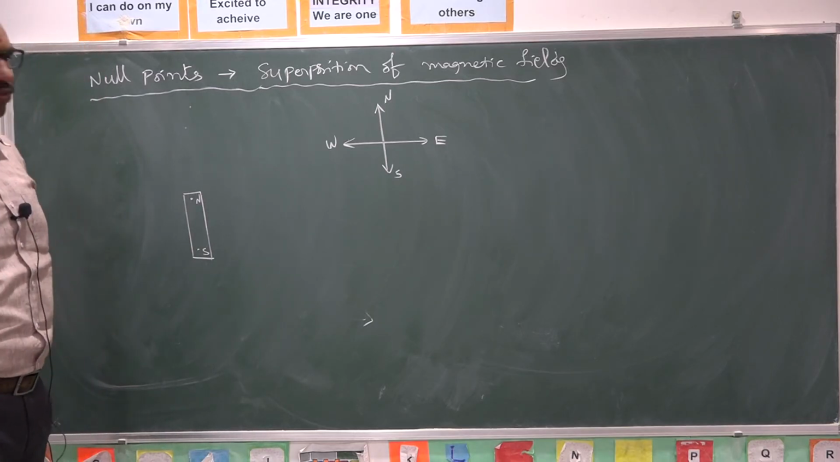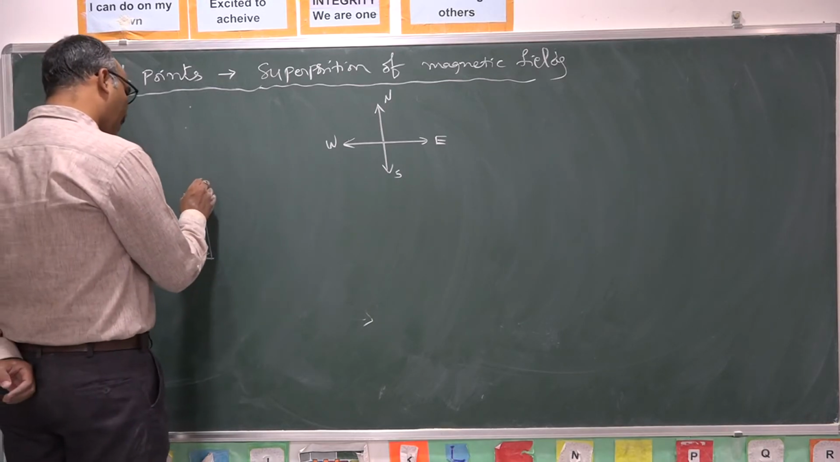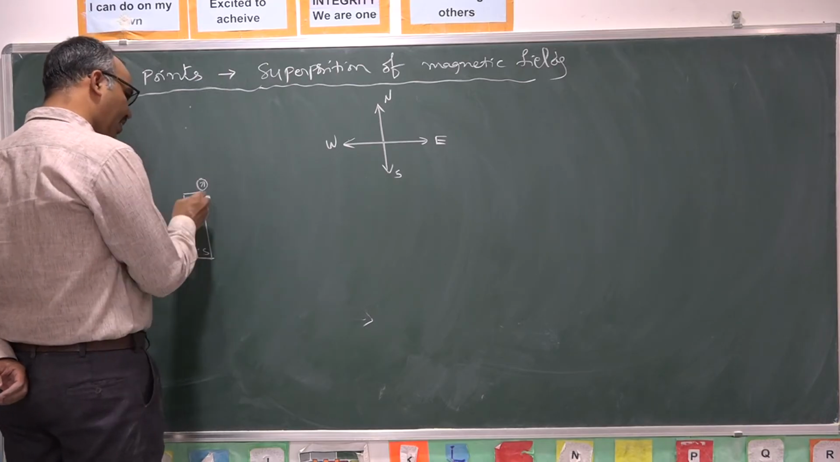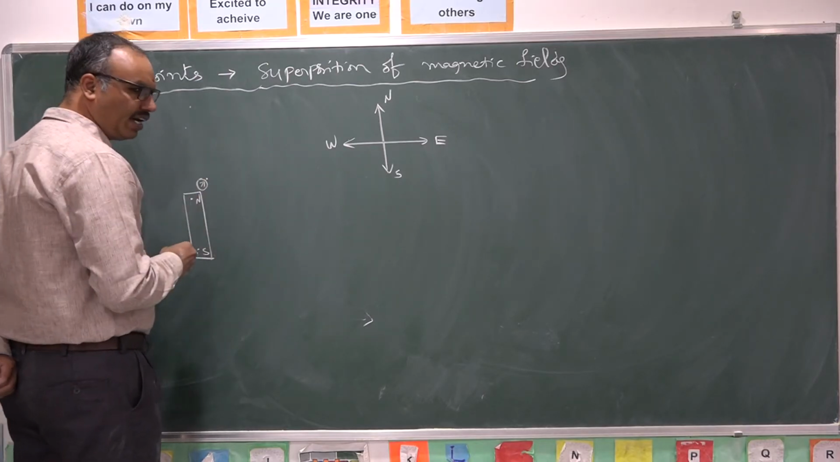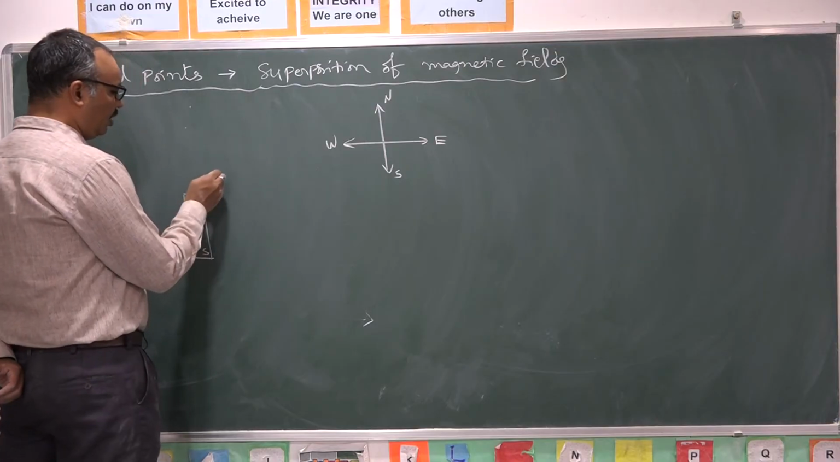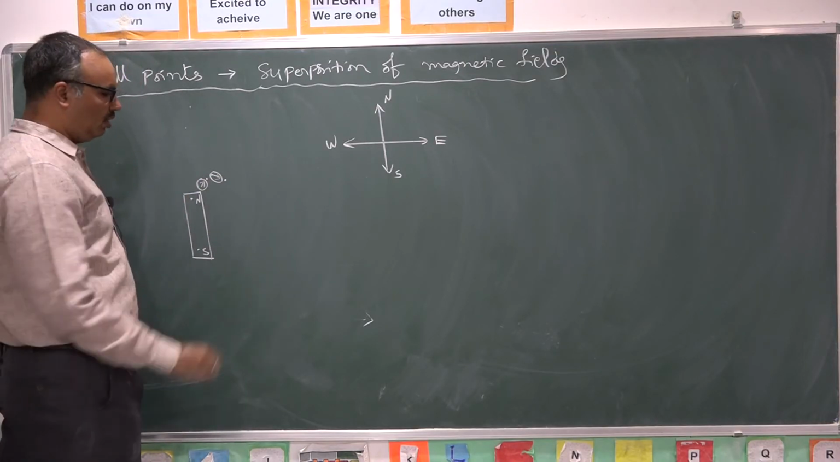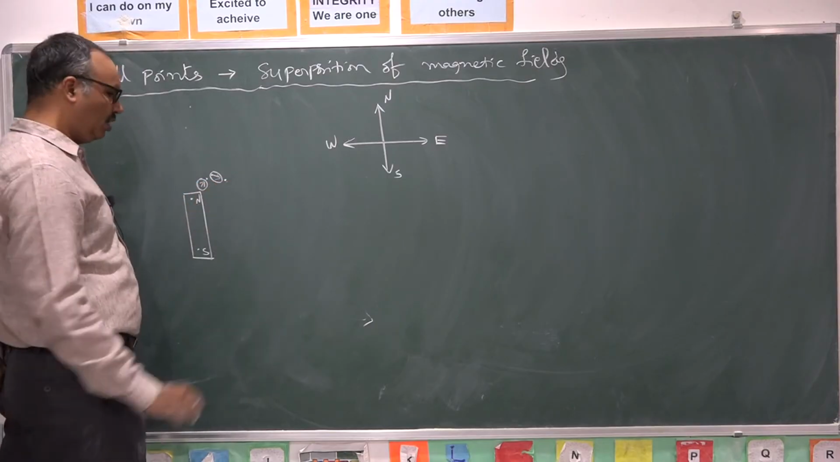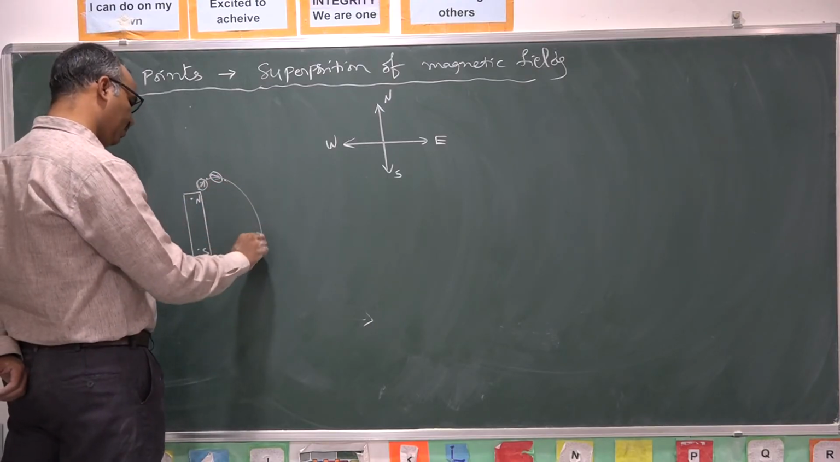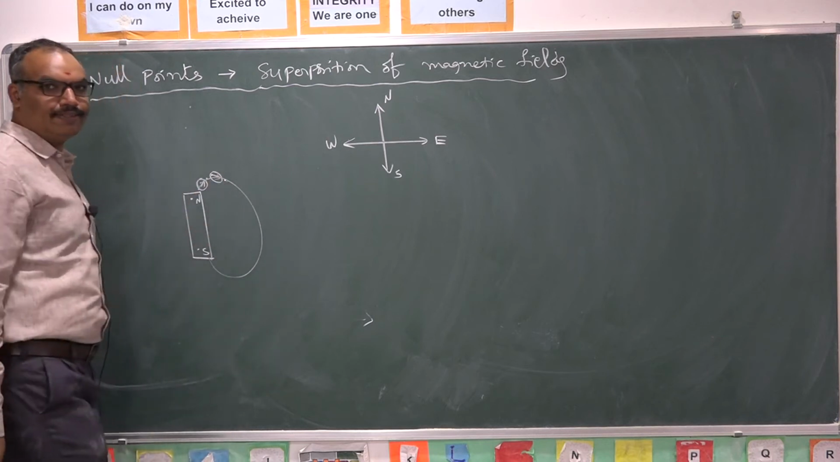How to draw lines of force? You take a small compass needle, keep that needle here. The needle is directed in a particular direction. You put a dot here. Again, you keep this compass box here. Again, the needle will show some direction. At that direction, you keep a dot. Like that, if you join these points, you will get a line of force like this.